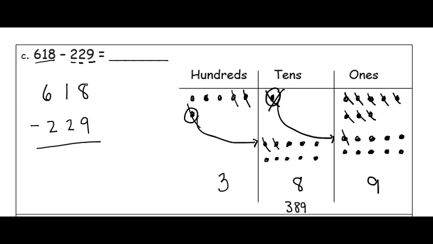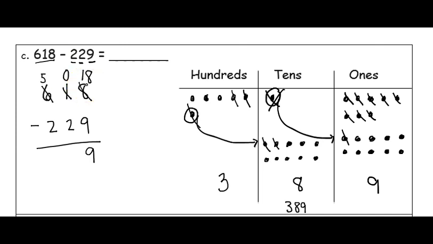Let's look at it on the vertical format. We started in our ones column. We needed to subtract 9 ones, but we only had 8. So we took that 10, which left 0 in the tens column, decomposed it into 10 ones. That gave us 18 in our ones column. We subtracted 9 of those by crossing them off, and that left us with 9 disks. In our tens column, we needed to subtract 2 of those. We didn't have any, so we had to take 100. That left 5 in the hundreds column.